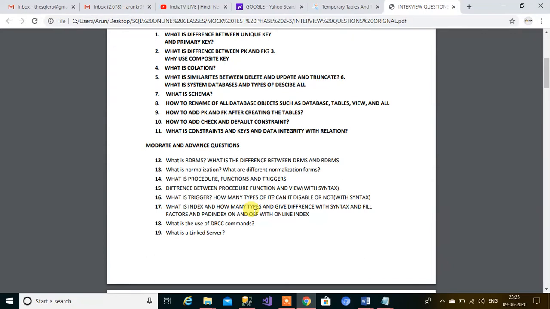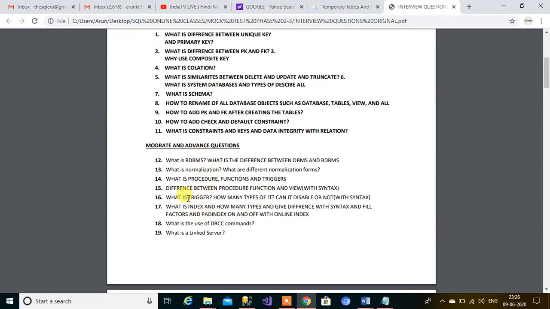Then you will be asked about system stored procedures, and then we move to functions. How many types of functions are there, system functions and aggregate functions, and you can find all of that from the GUI Object Explorer. And then triggers: how many types of triggers, what are triggers, and why do we use triggers. All these are important in the moderate questions.